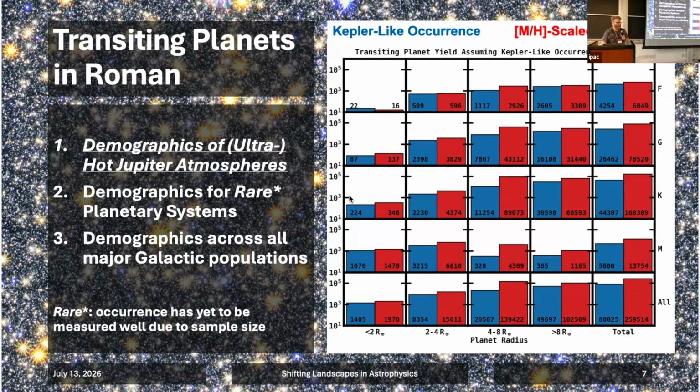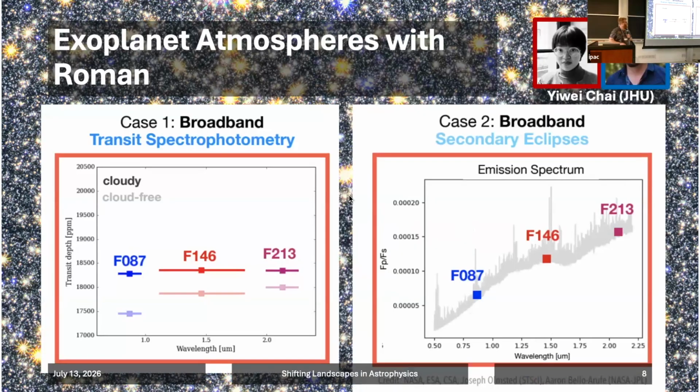The first thing I wanted to talk about was some demographics of ultra-hot Jupiters. I won't go into this in detail, other than to say Johns Hopkins has been simulating this. There are two ways we can study hot Jupiters in the survey. One is through the multi-band photometry, shown on the left. If you have a very clear atmosphere, there are going to be slight differences in the inferred radius between bands. And then through eclipses, where you can look at an emission spectrum and potentially see differences from filter to filter and get temperatures.